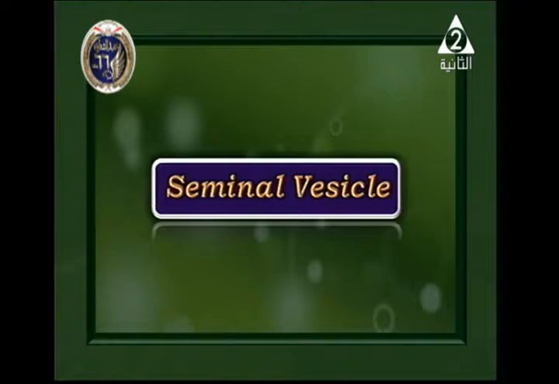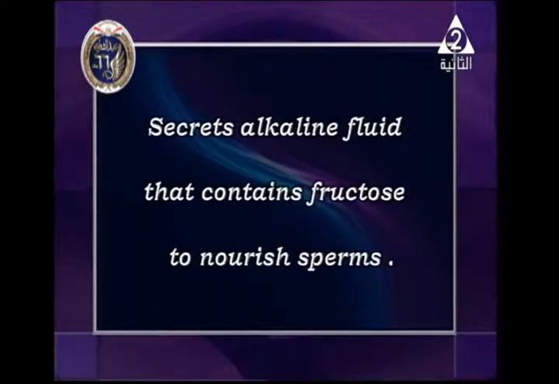Number 4, the seminal vesicle. We have a different type of glands inside the male reproductive organ. The seminal vesicle secretes what? Alkaline fluid, I mean basic fluid, that contains fructose and also some nutrients to feed the sperms.